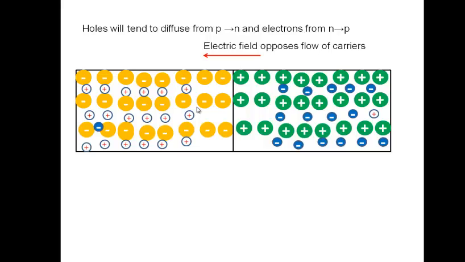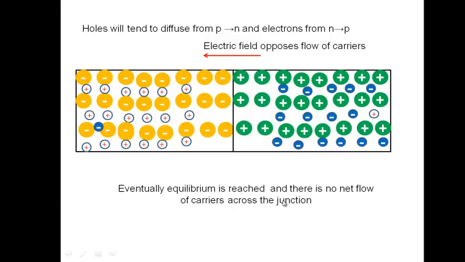The field became stronger. Now you can imagine that the field will become stronger and stronger, and eventually equilibrium will be reached, when there is no net flow of carriers across the junction. The two forces balance. Remember there are two tendencies which cause carriers to move: diffusion, which is the concentration gradient, and field. Eventually the two processes balance each other and we get what we call dynamic equilibrium. It's a thermal equilibrium that occurs here and the whole process stops. We have reached equilibrium.